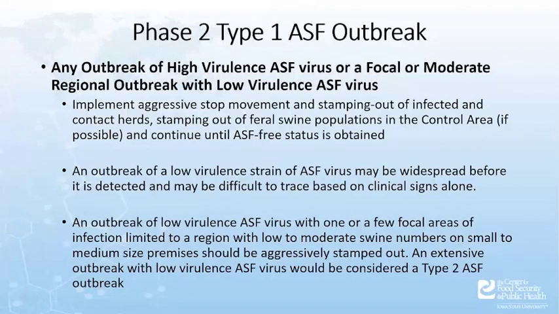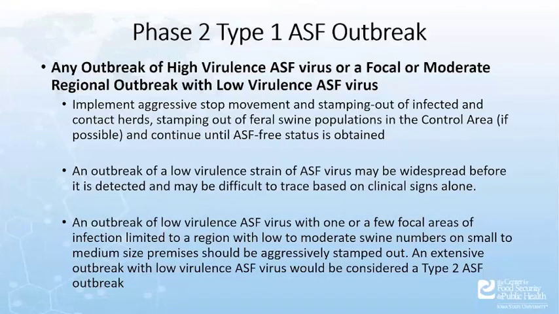So in phase 2, a type 1 outbreak is any outbreak of high virulence ASF virus or a focal or moderate regional outbreak with low virulence ASF virus. Implement aggressive stop movement and stamping out of infected and contact herds rapidly. Stamping out of feral swine populations in the control area if possible. And continue this aggressive stop movement and stamping out until ASF-free status is obtained.